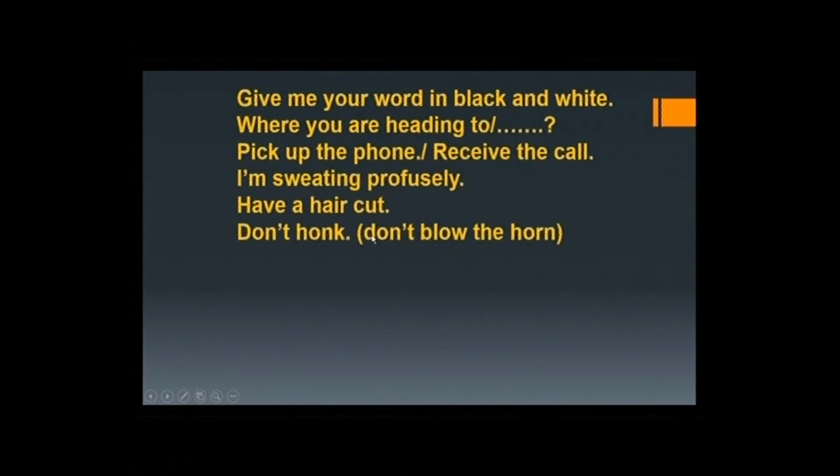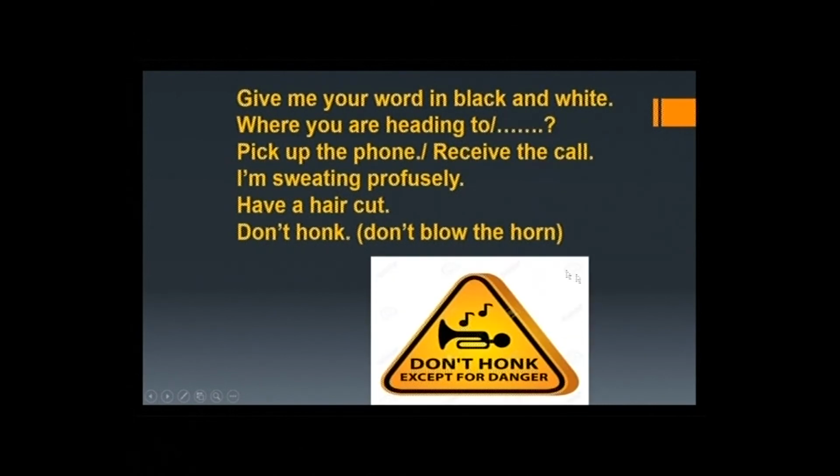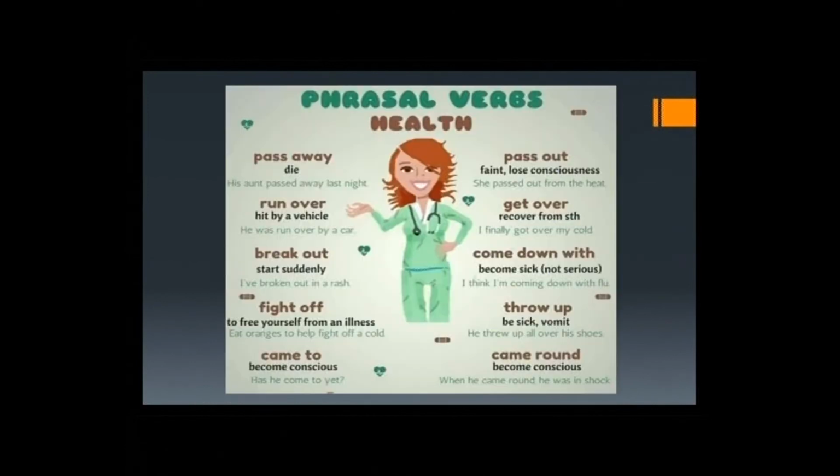Okay. Next is don't honk. Generally you find this sign in universities, colleges, near hospitals. So don't honk. Honk means don't blow the horn. Clear? So generally in schools, near colleges, hospitals, even in the premises of universities, you are not allowed to honk. But we say don't horn, right? So instead of using don't blow the horn, you have a better way of saying don't honk, right?